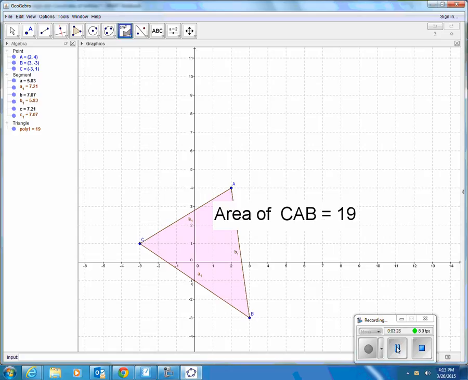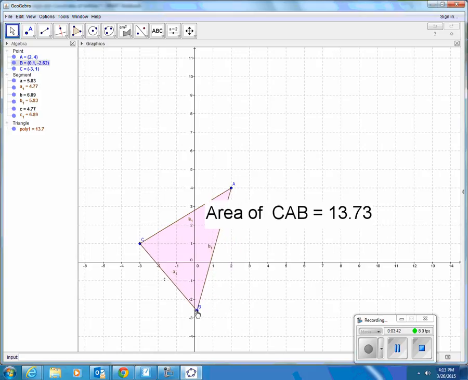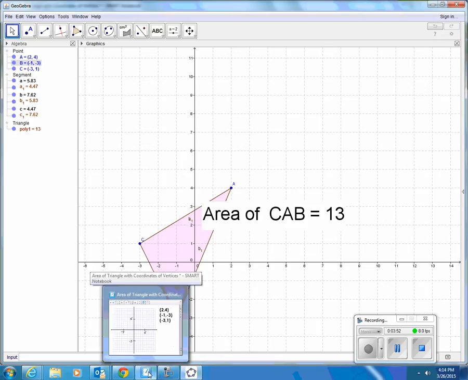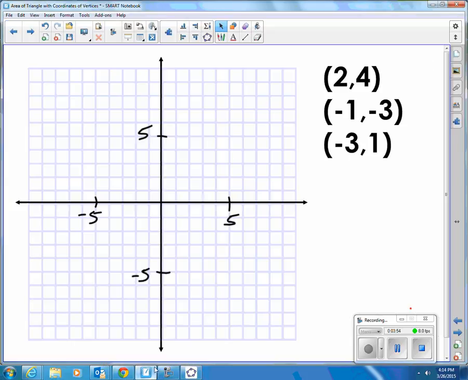So let's try one more, just for practice. I'll go ahead and do the area in GeoGebra first. We'll just move this (3, -3). We'll move him to (-1, -3). It says the area of that is 13. So now we'll go try it out mathematically and see if that works out to an area of 13.